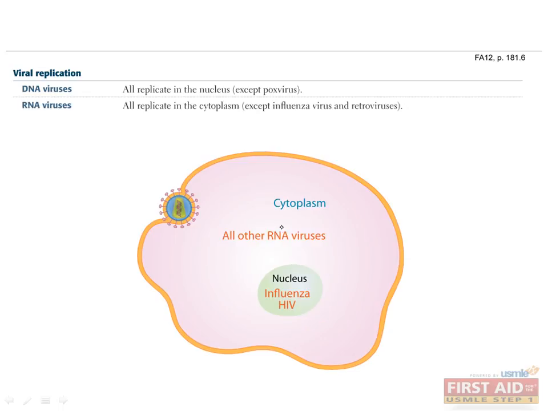RNA viruses, except influenza and retrovirus, replicate in the cytoplasm. Genomes of positive-stranded RNA viruses function as mRNA and are used as the template for protein synthesis immediately upon virus entry into the host cell. Negative-stranded RNA viruses must first synthesize a positive-sense RNA using its RNA-dependent RNA polymerase before protein synthesis can begin. This RNA-dependent RNA polymerase is contained within the viral capsid.